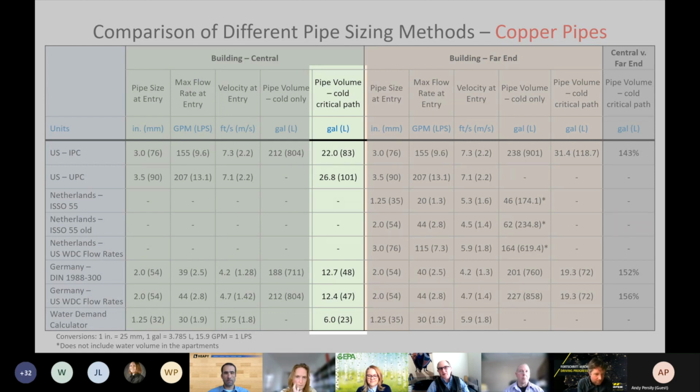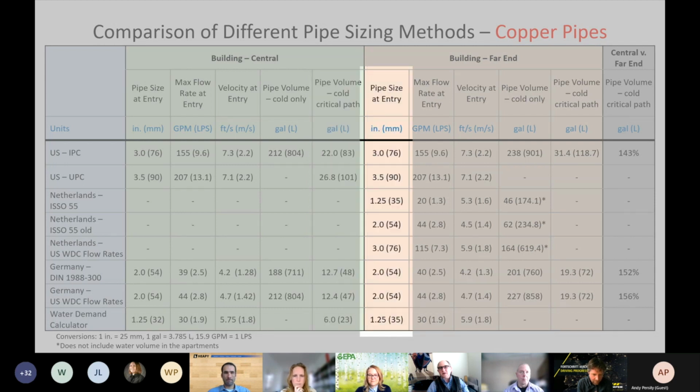In volume on the critical flow path. Yep, that's true. So that's the pipe work up to the front door of each apartment. Could that be? Reagan, can you go to the next slide? Because I think it's going to show the far end. So Miriam, your numbers are in the middle of all that too. Yeah.